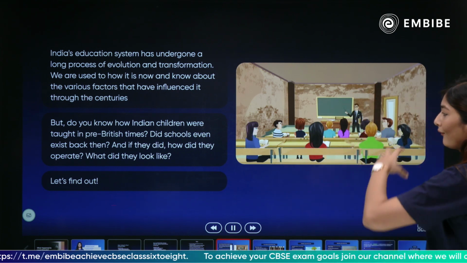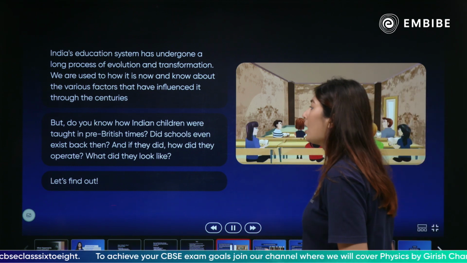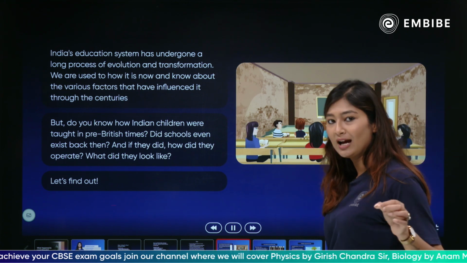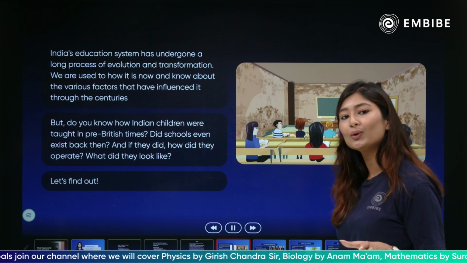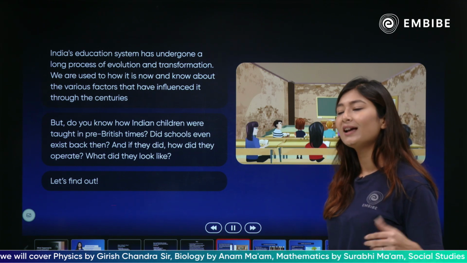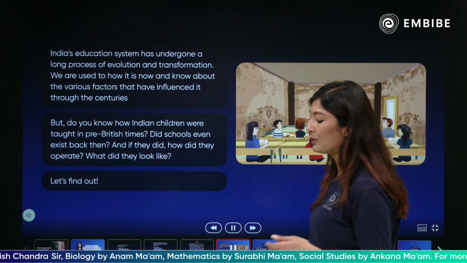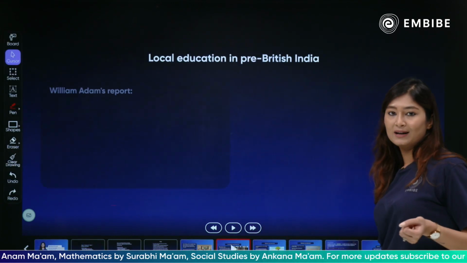So that is what, of course, somewhere has the roots in the British time, right? The British rule. But do you know how Indian children were taught in pre-British era? So we see a lot of reflection of what happened during the colonial rule in our present system. But how did the system used to exist before that? That we are going to explore today. How did the schools exist back then? How did they operate? What did they look like? Let's get started and find about that.